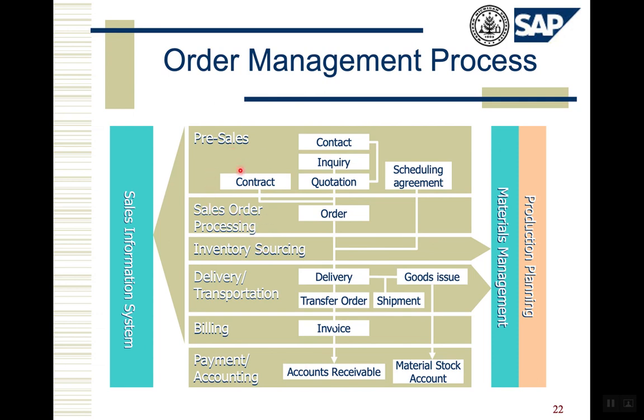All right, so these actually can represent different organizations in a company or different departments. Pre-sales would be your sales force or marketing people. Sales order processing can be within a call center. Sourcing is usually people in warehouses. Sourcing and delivery transportation is usually an operation that takes place in a warehouse. Billing is part of the accounting, and the payment accounting. So invoice and accounts receivable. All right.